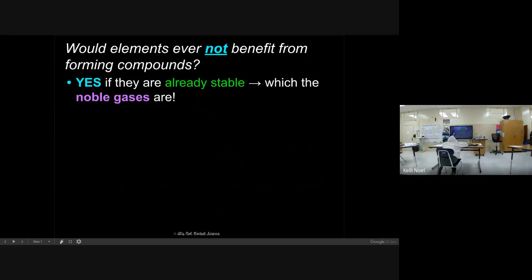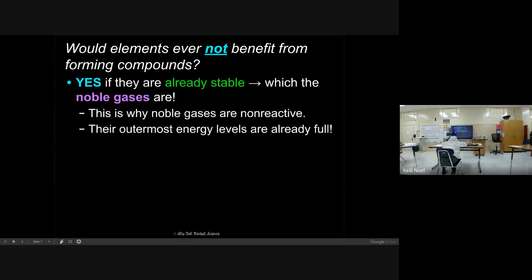So, is there a time when elements would not benefit from this? And that's yes, because this column over here, they are happy. They are loners. They do not want to associate with any other element. They don't want to share their electrons. They are very selfish. They are happy all by themselves, their outermost energy level is full. So they are not going to form compounds.